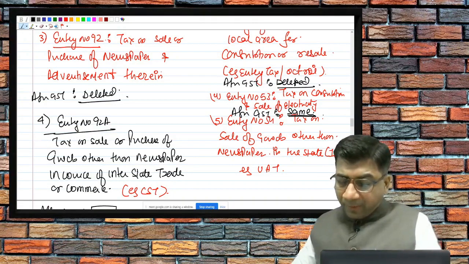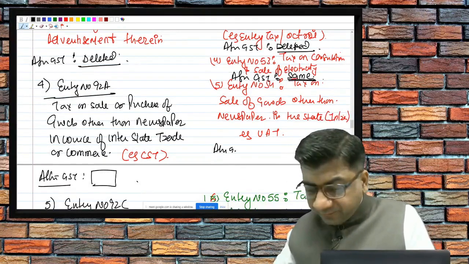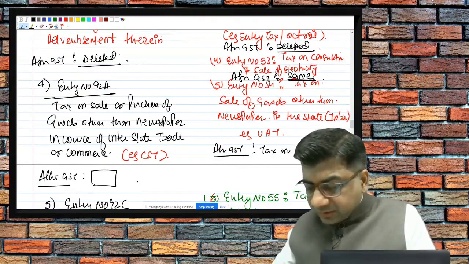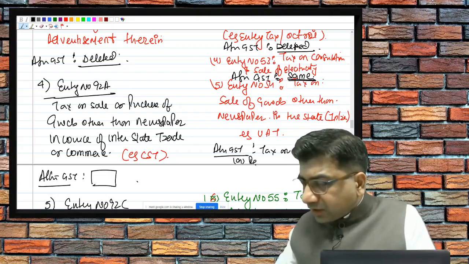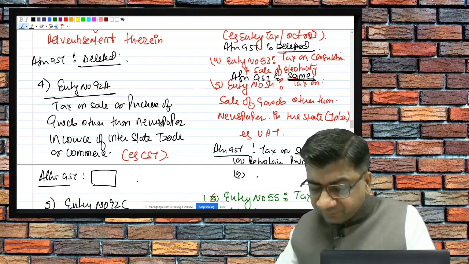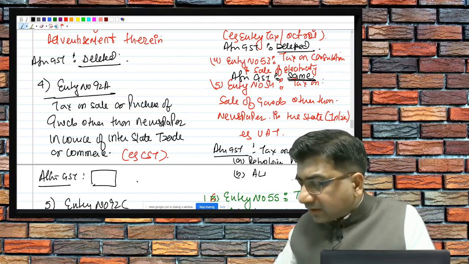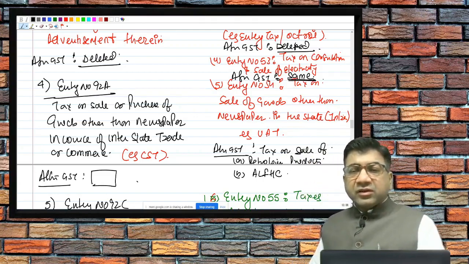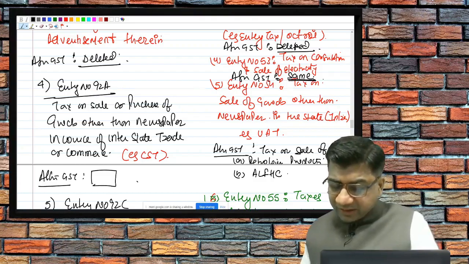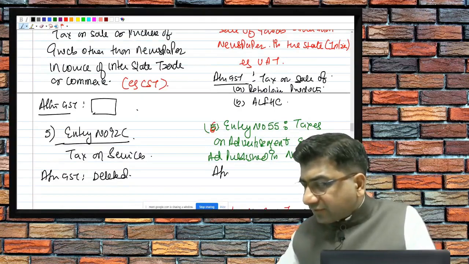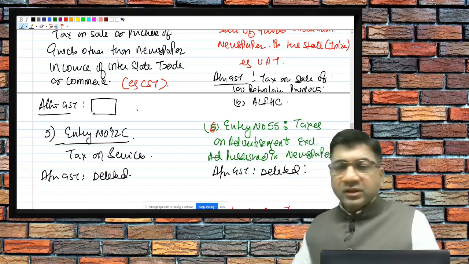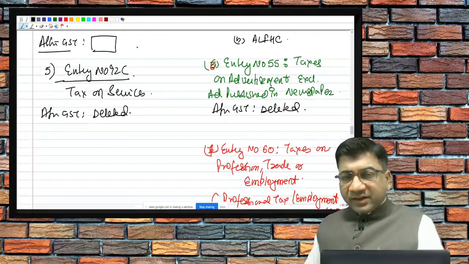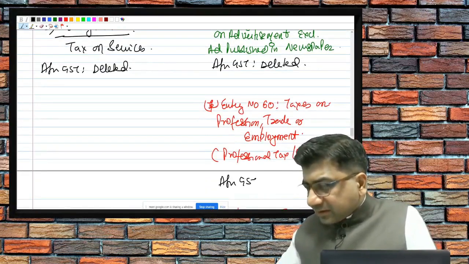Now let's come to entry number 54. Now 54 says after GST, tax on sale of, yes, A, petroleum products, yes, my dear friends. B, alcoholic liquor for human consumption. Tax on sale of petroleum products, alcoholic liquor for human consumption. लिखिएगा प्लीज दोस्तों. Entry number 55 deleted. After GST, it is deleted. Entry number 60 after GST remains. It is same. It remains.